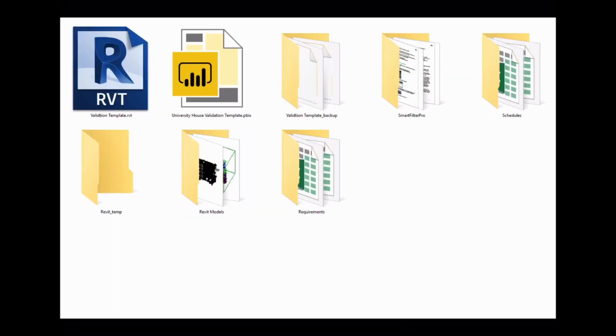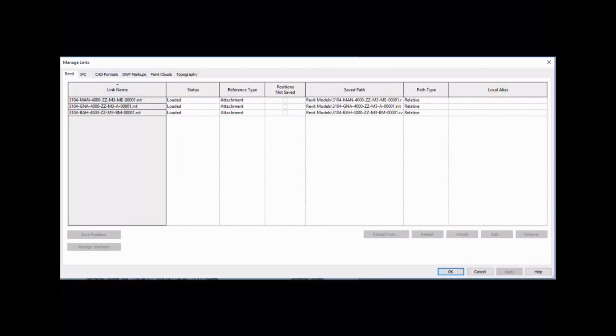The Power BI report itself is routed to a directory containing our requirement files, Revit models datasets, the Revit models themselves, and the Revit validation template to which we link all discipline models. The file path types for the linked models is set to relative so that all new reports feed from the latest uploaded models without the need to reload them each time.